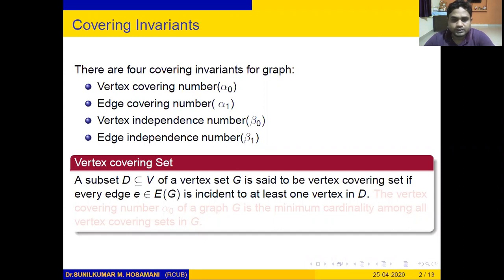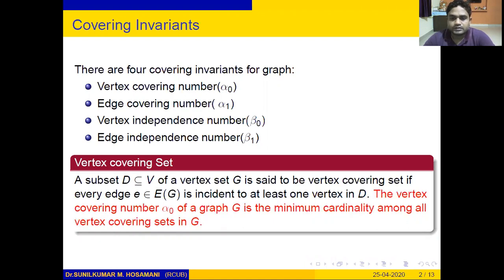Now look at the definition of a vertex covering set. A subset D of a vertex set is said to be a vertex covering set if every edge in G must be incident to at least one vertex in D. And the vertex covering number alpha naught of a graph G is the minimum cardinality among all vertex covering sets. So the meaning of this definition is what? You have to look at the minimum number of vertices which are incident to every edge in the given graph.